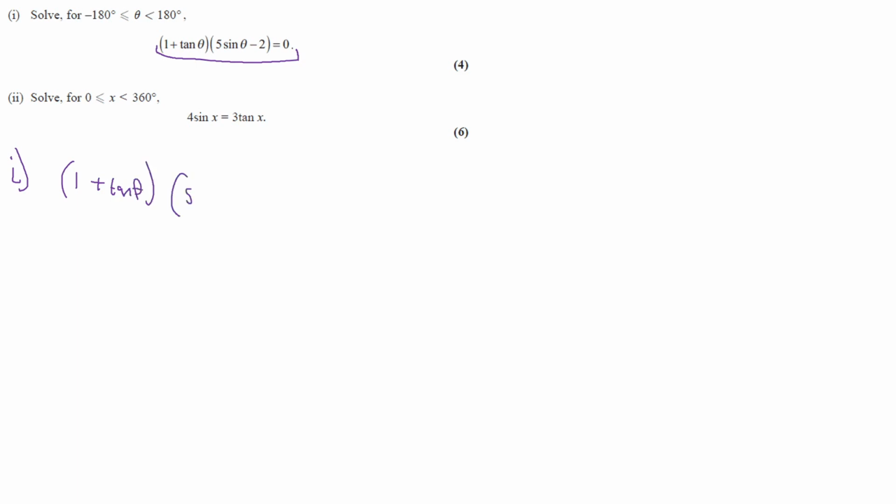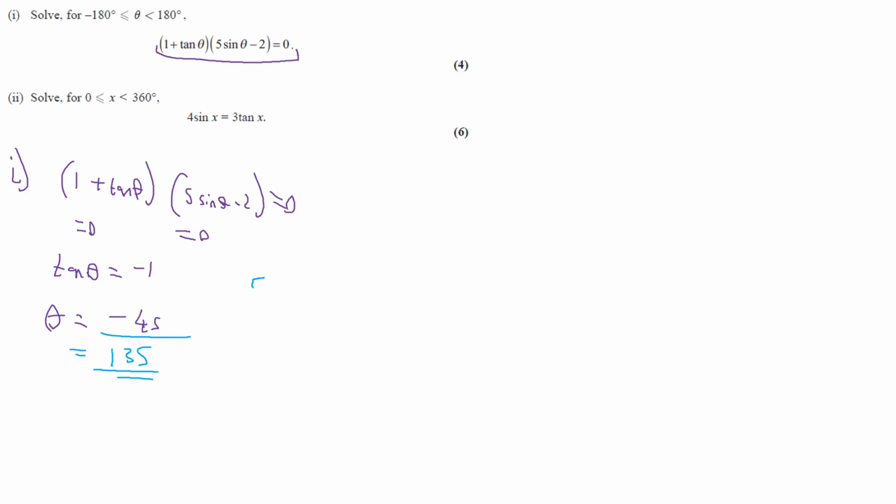So tan theta plus 1 and 5 sine theta minus 2 are both equal to 0. For this first one, tan theta is equal to minus 1. And when tan theta is equal to minus 1, theta is just going to equal minus 45. And then theta repeats itself every 180. So what we're going to do is add another 180 so that we get 135.